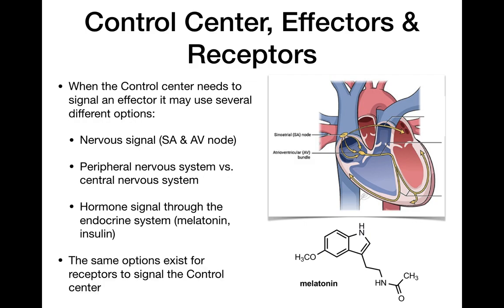Okay, now these same options exist for the receptors as for the control center. So after the effector has made some sort of change based on the signal, then the receptors will collect data on that change, and they have to signal the control center, and that can be through the nervous system, or it can be through hormone signal through the endocrine system, either one.